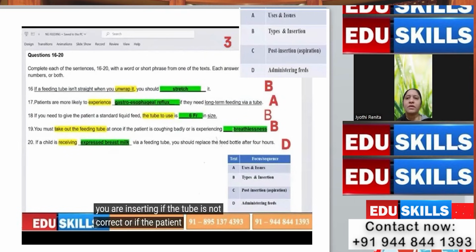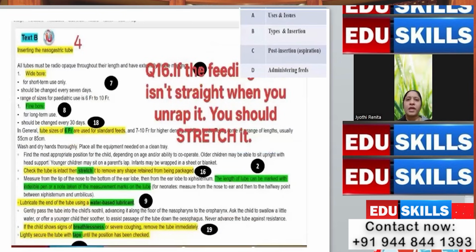That is the 16th one. If the feeding tube isn't straight when you unwrap it, you should dash it. So here the keywords are feeding tube, and when you unwrap it, which means when you remove it from the cover, what is your role? So it is in the text B. If you can see here in the text B, go to line 16. Yeah, check the tube is intact, then stretch it to remove any shape retained from being unpacked.